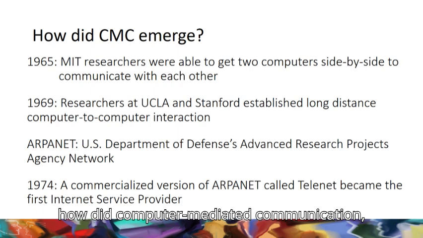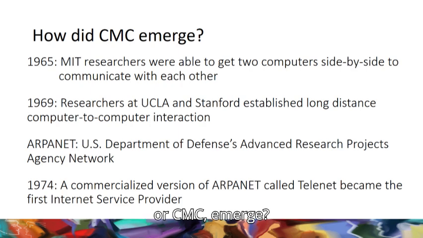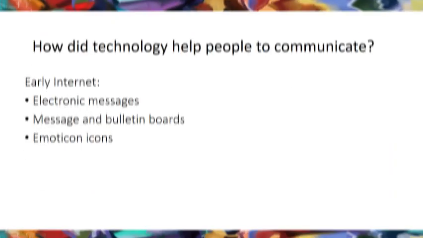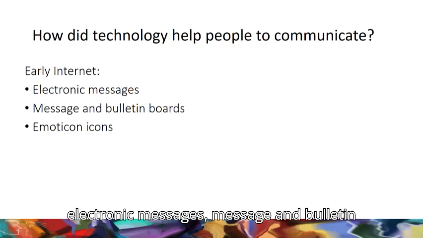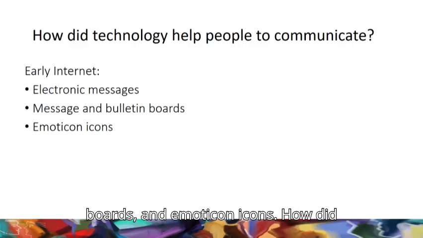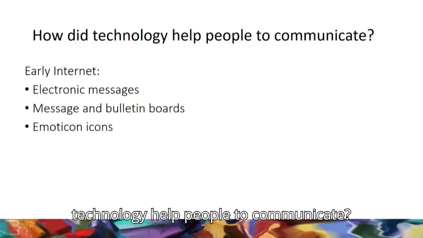So, how did computer-mediated communication, or CMC, emerge? Early Internet communication included electronic messages, message and bulletin boards, and emoticon icons. How did technology help people to communicate?